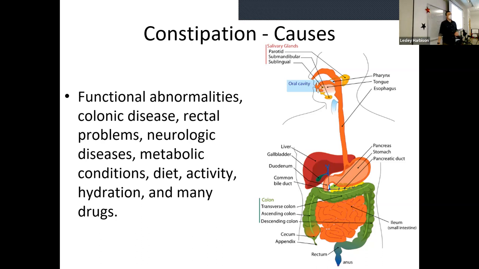Hydration is a big one. If you're not getting enough liquid in your diet, then your body's going to try extra hard to get all the liquid it can out of the stool to keep you from getting dehydrated. And then that'll cause constipation. And then lots of drugs cause issues with it. Usually the drugs slow down what they call peristalsis, which is the muscular movement. The colon is just one long, big, snaky tube, and it squeezes from one end to the other in these waves to kind of push stool through.